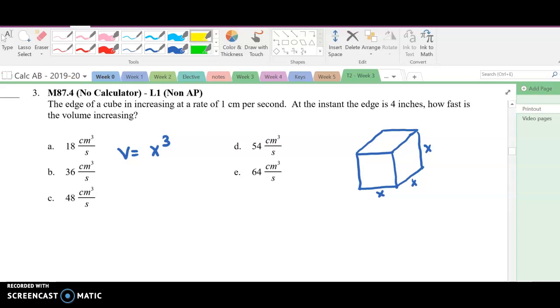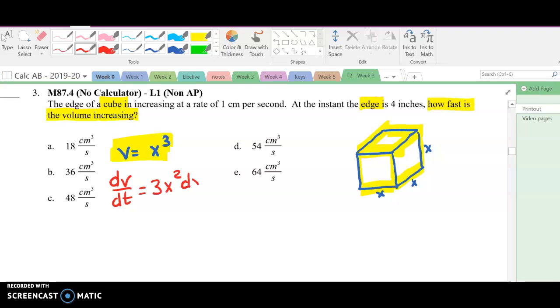We're always searching for a base equation, and key in this problem is it says how fast is the volume increasing. And it also says we're dealing with a cube with an edge distance. So here's our cube. And so here's our base equation, V equals x, or s, or e cubed. We'll take the derivative of both sides with respect to t and get dV/dt equals 3x squared dx/dt.